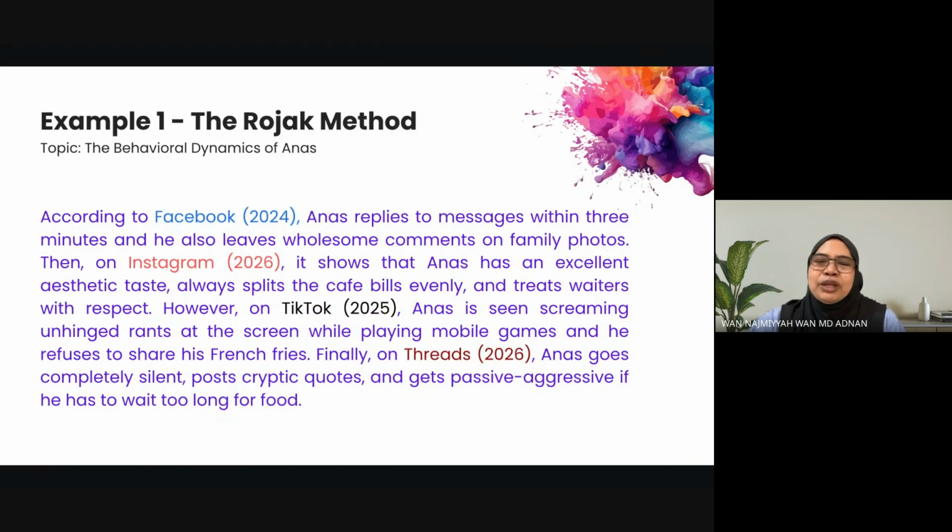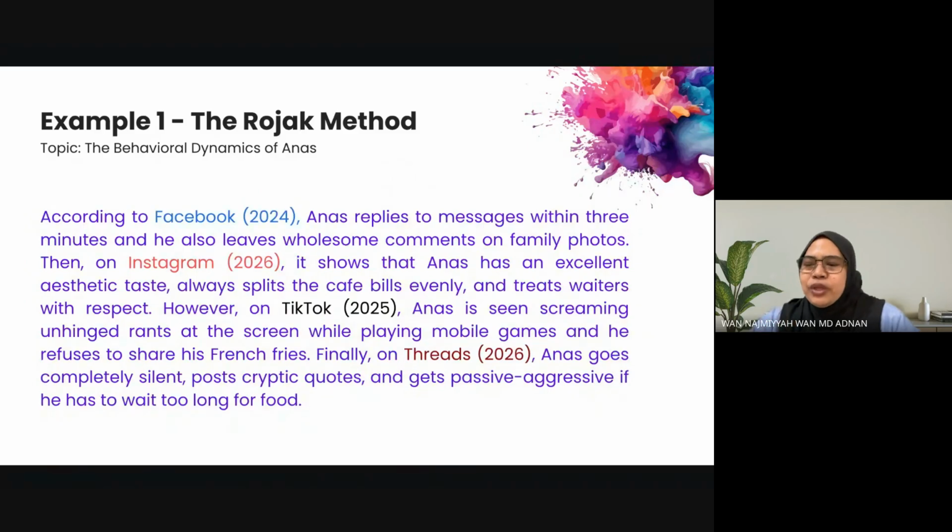However, on TikTok 2025, Anas is seen screaming unhinged rants at the screen while playing mobile games and he refuses to share his French fries. And finally, on Threads 2026, Anas goes completely silent, posts scripted quotes, and gets passive-aggressive if he has to wait too long for food. This is the most common thing that we usually use when we are writing a literature review.